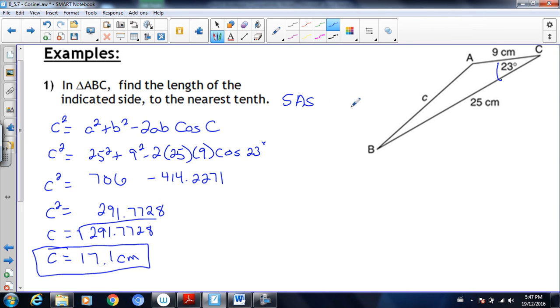Also, with respect to the ambiguous case, the ambiguous case is when you have two sides and an angle. However, again, it's not when you have the angle between two sides. It must be an angle with an opposite side, and another side. You must have the opposite side to the angle in order to check for the ambiguous case.